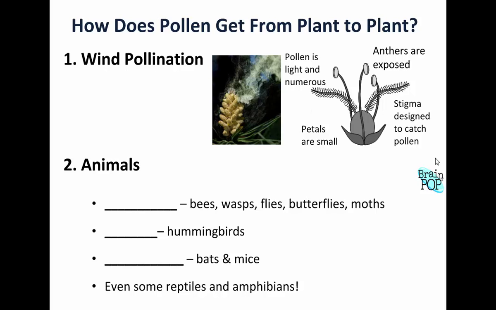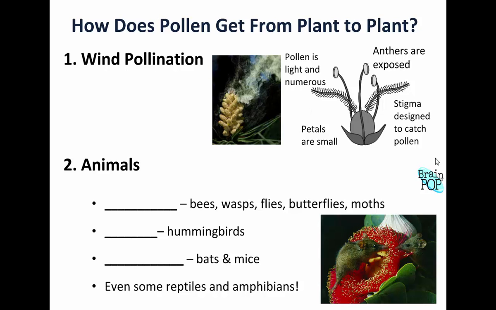So probably the biggest thing that you would recognize, something that pollinates flowers, is what? A bee. Most people think of bees. And bees are very important pollinators. In fact, we'll talk about that when we get to the food. Yeah, insects are very common pollinators.